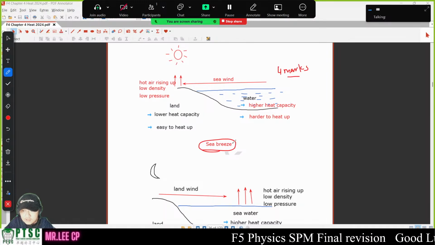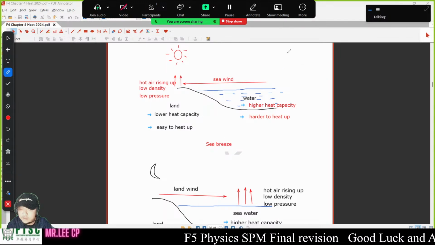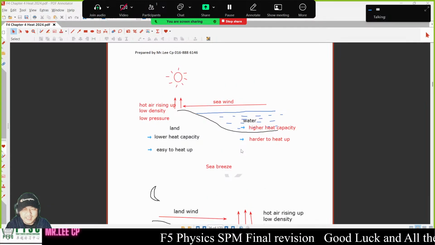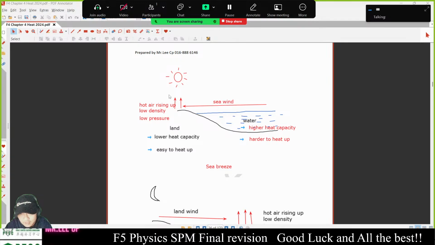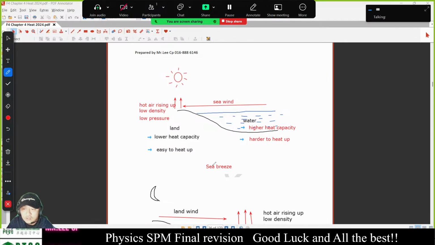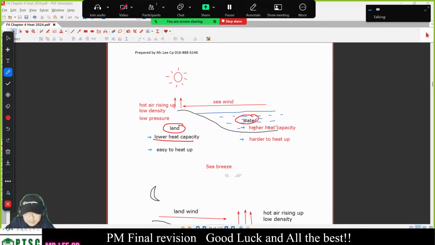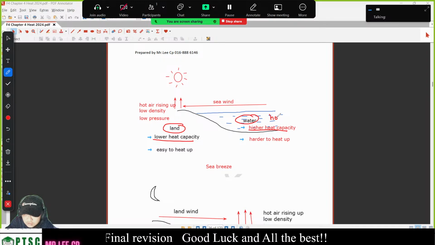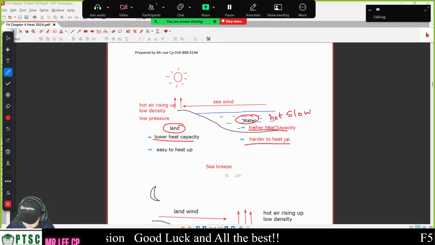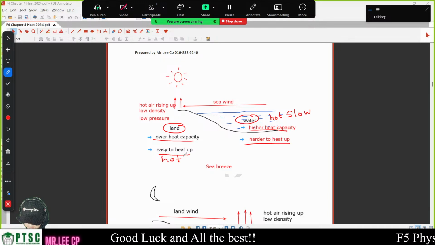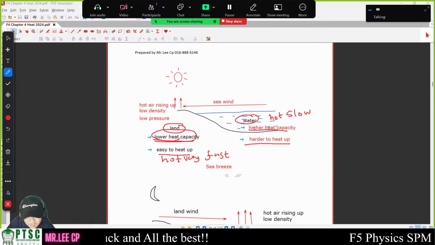Right, so you need to know how sea breeze can happen, or land breeze. This one is a very popular question. I don't think it will come out again. So for me, I don't think it will come out again. But anyhow, we need to discuss a bit. Because we know the land has low heat capacity, water has high heat capacity. So this one heats up slowly, right? This one heats up very fast. Low heat capacity, easily heats up.